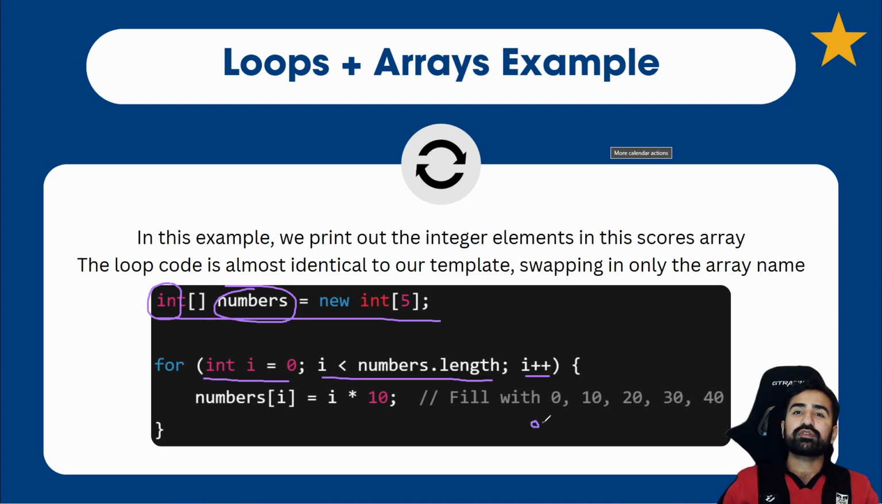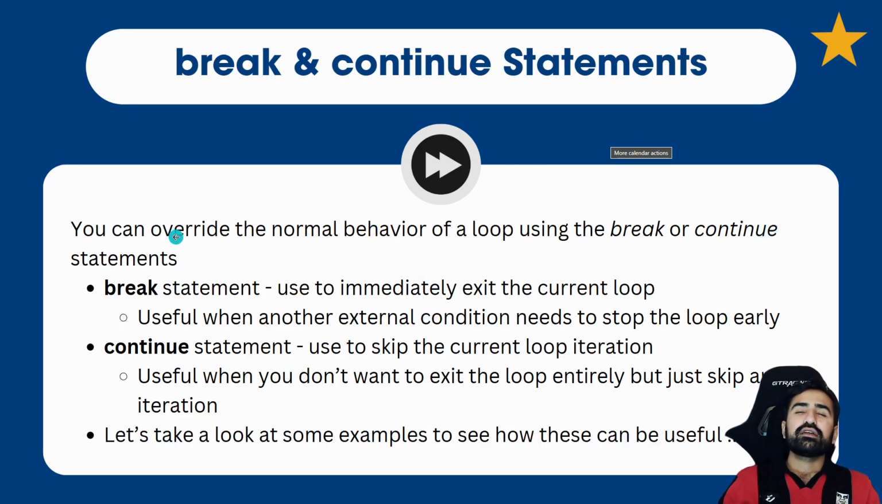So 0 times 10. And this is 1 times 10, the next value of i. Next value of i is 2. We're going to assign it 2 times 10 in the numbers array. 3 times 10. 4 times 10. Again, a beautiful union, arrays and loops. They work so well together. And that's why I put them together in this lesson.